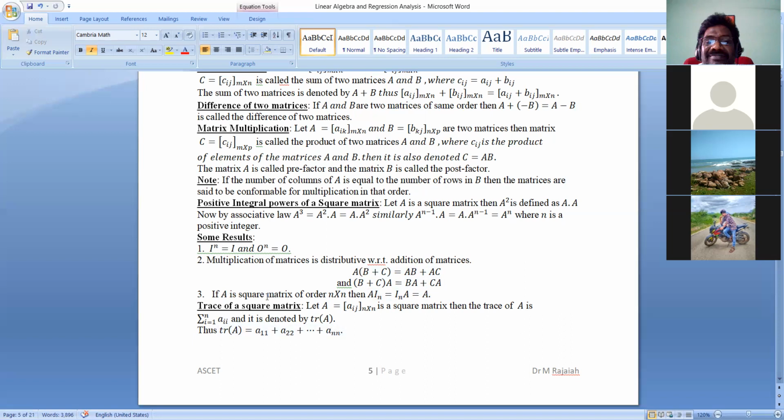Multiplication of any matrix with the identity matrix is nothing but that matrix itself. That is called the identity law of a matrix. If A is a square matrix of order n by n, then A into In equals In into A equals A. This is one more important concept in matrices. Multiplying any matrix with the identity matrix of the same order gives the matrix itself. This is called the identity property with respect to multiplication.